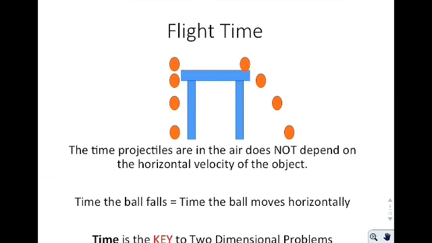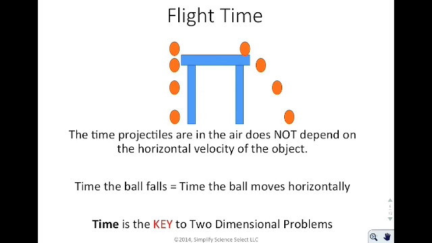Flight time. Flight time is the key to solving all of our multidimensional kinematics problems. Time is the one variable. Well, we've already discovered that it doesn't depend on the horizontal velocity. But time is the one variable that is the same in both the x and the y dimensions. So because of that, it becomes the key to solving problems.